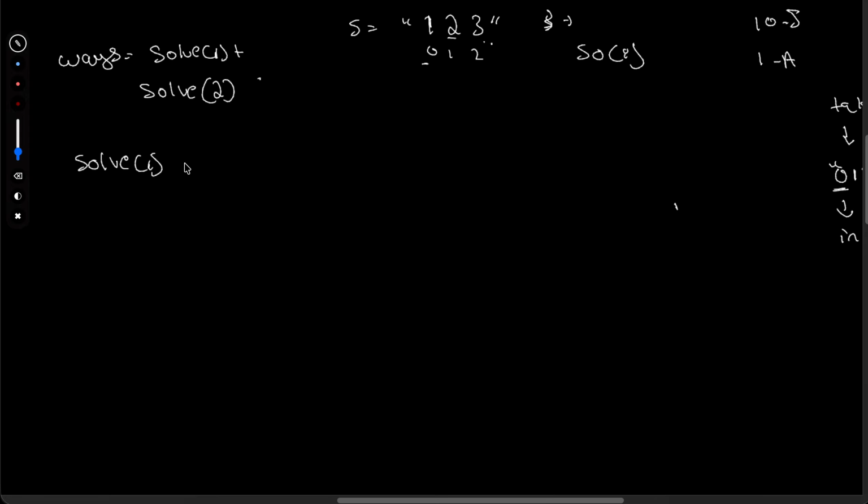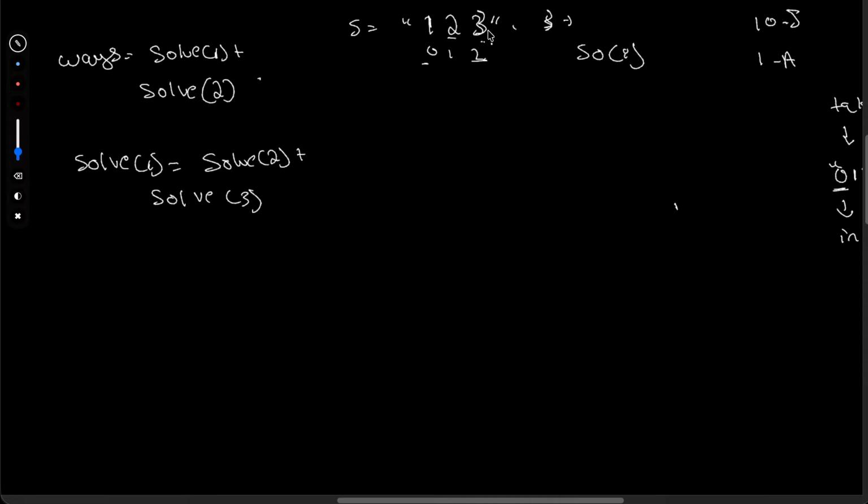Solve of 1 is equal to solve of 2 plus solve of 3. Now we go deeper. Next is index 2, character is 3. Can it take one digit? Yes, because 3 was valid, that was C.